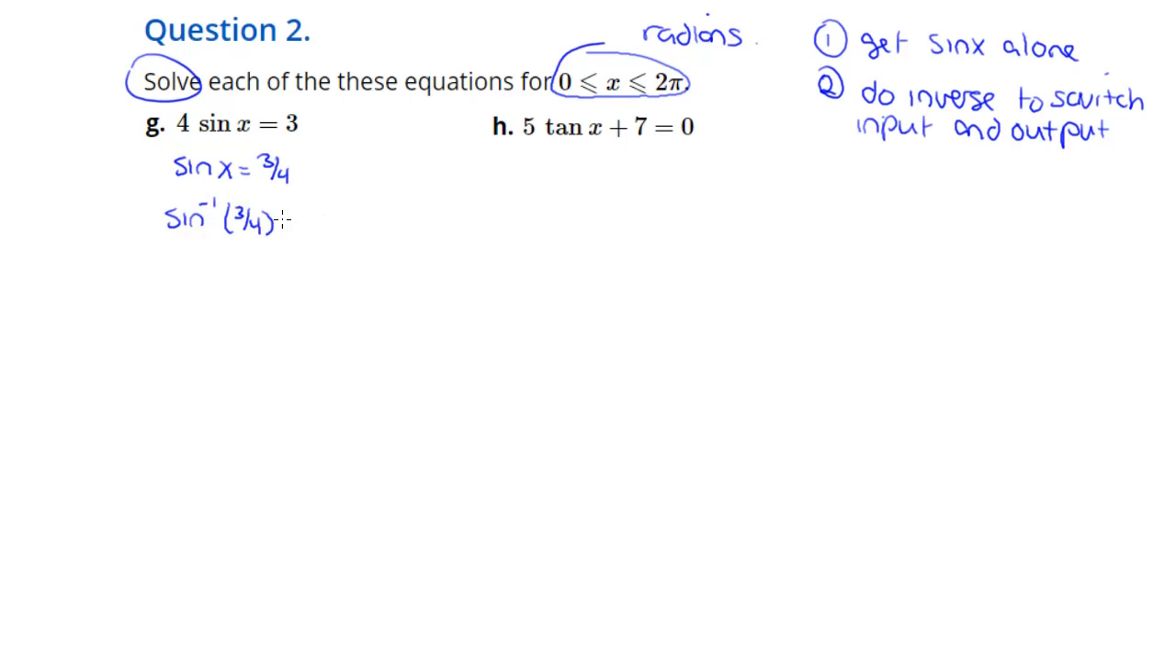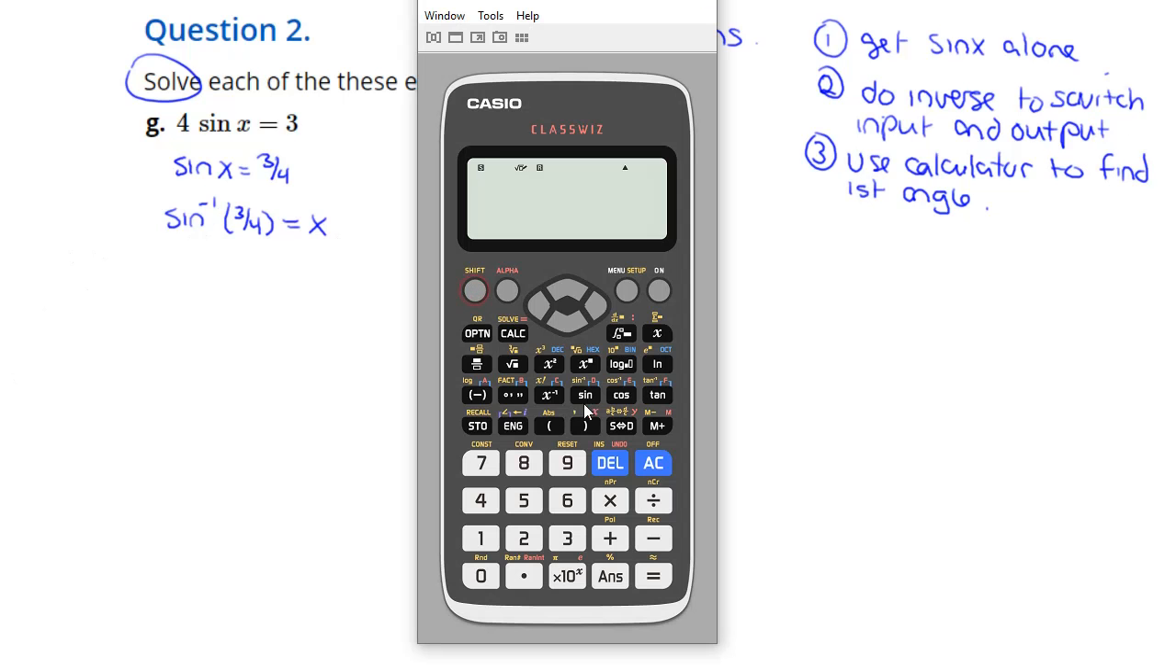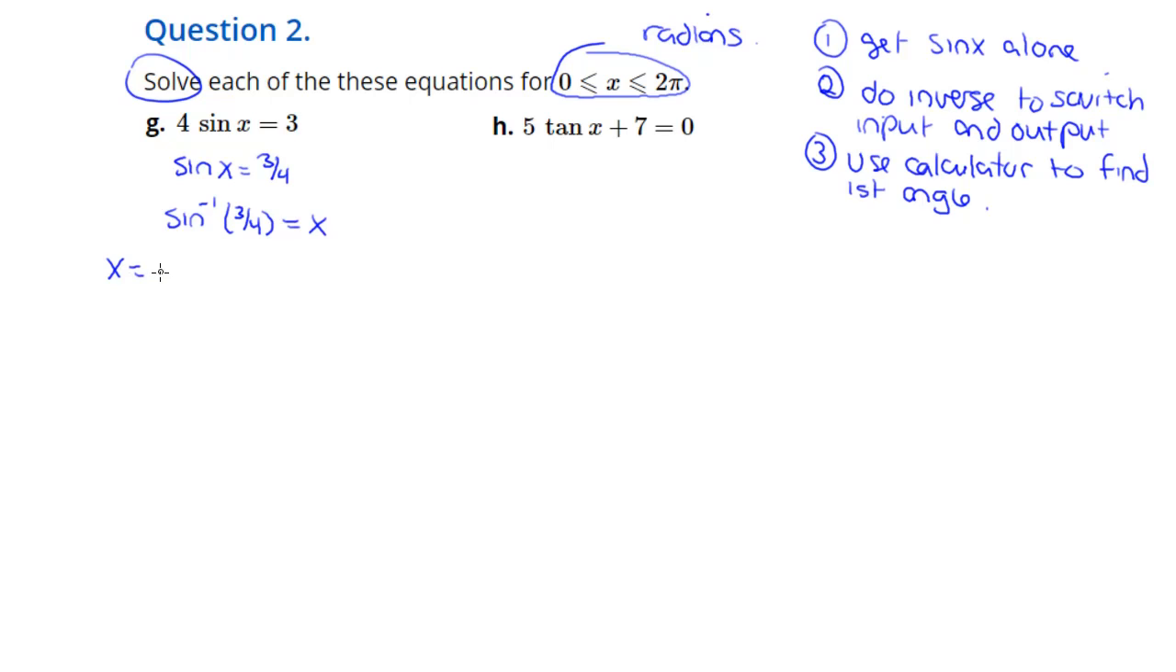So I write that like this, and then I'm going to go to the calculator and find out what the inverse of sine of 3/4 is. I make sure that I'm in radians, and I go ahead and do this, and I get 0.848. So that's one of my angles.